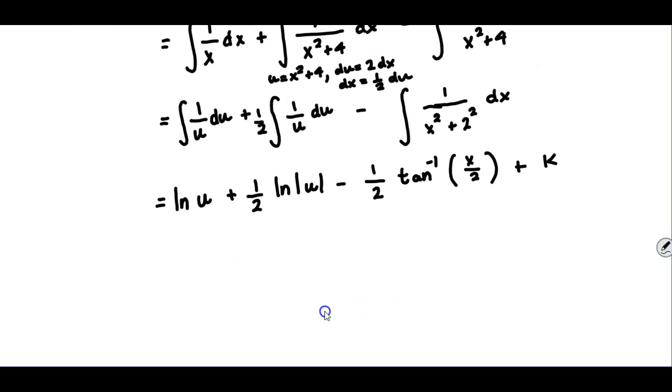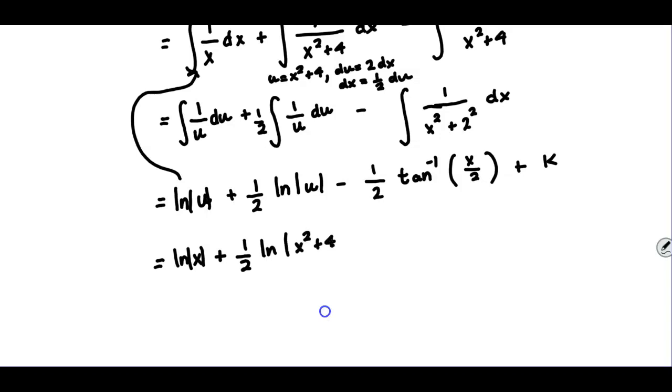And now let's go ahead and substitute the values of u. So we have the natural log. Well, u for this integral would have been x. So it's the natural log of the absolute value of x plus 1/2 times the natural log of x squared plus 4, minus 1/2 tangent inverse x over 2, plus k.